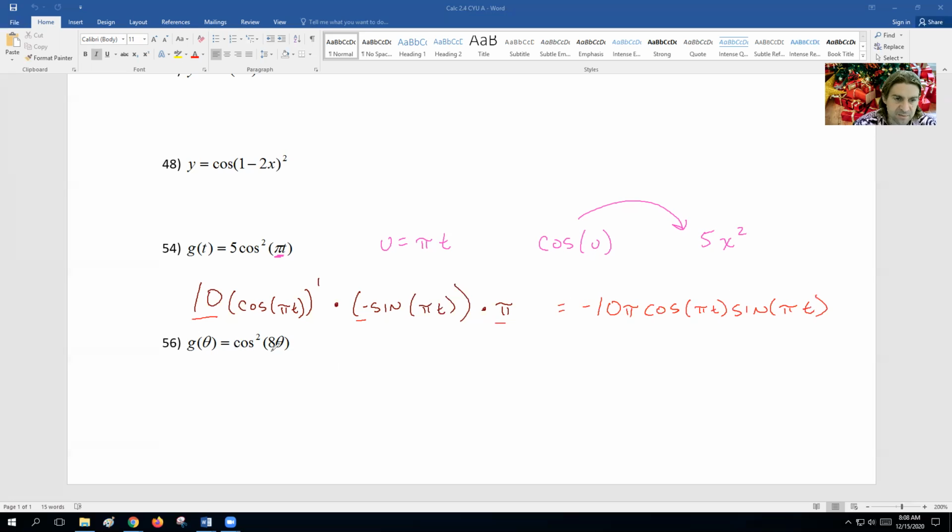So if you think about it here on this problem, we could have like the inside is 8 theta, and that's inside of the cosine of u, and that's inside of u squared. So, okay, you'll do the derivative of the u squared times the derivative of cosine u times the derivative of the inside, and just keep working your way like that, unraveling.